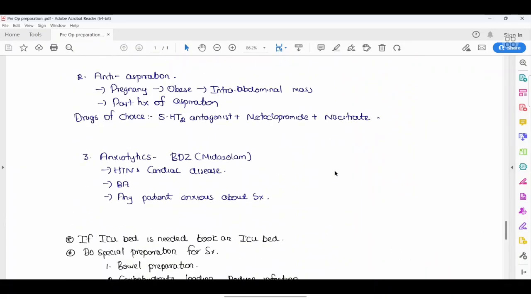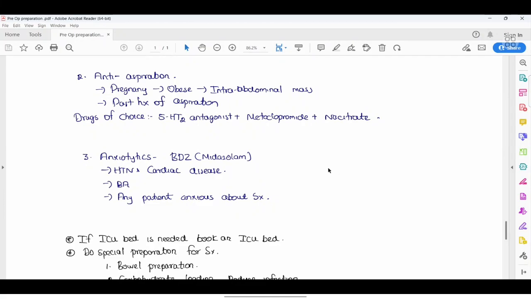Then anti-aspiration, to prevent aspiration and the aspiration pneumonia following that. We would have heard this mostly in cesarean section and pregnancy related surgery. Any patient who has an intra-abdominal mass should be started on anti-aspiration medication. There is a vast choice of drugs, but usually in our ward we use an antihistamine, metoclopramide, and sodium citrate. Sodium citrate is usually given in the theatre before the onset of surgery.